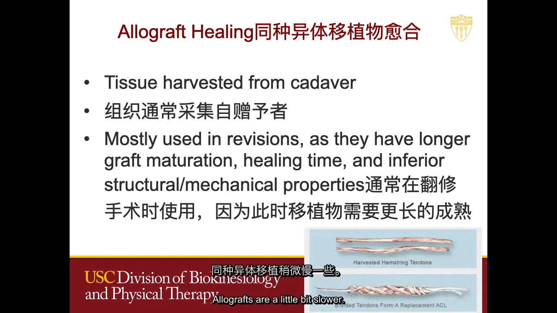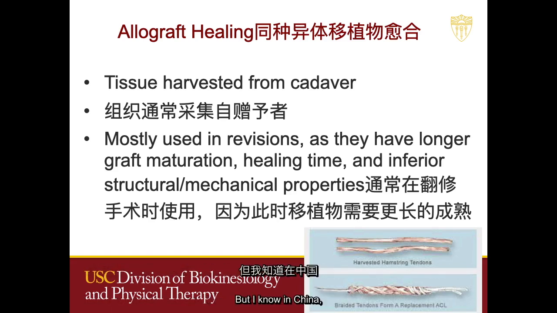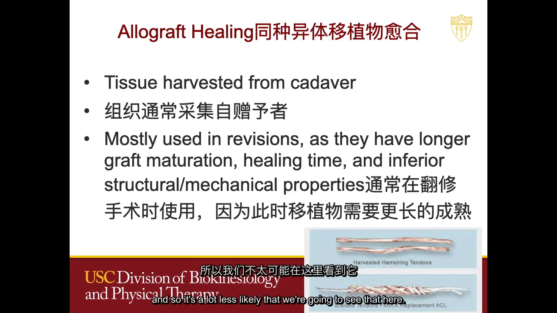Allografts are a little bit slower. Allograft is where they're harvesting the tissue from a cadaver. It's very rare to see this in China. Usually when we do see it, it's for somebody where they have to have a revision and they don't have good tissue from their hamstring or their patellar tendon. And so they're using an allograft. But I know in China it's kind of not culturally okay or acceptable to use something from a dead body. And so it's a lot less likely that we're going to see that here.